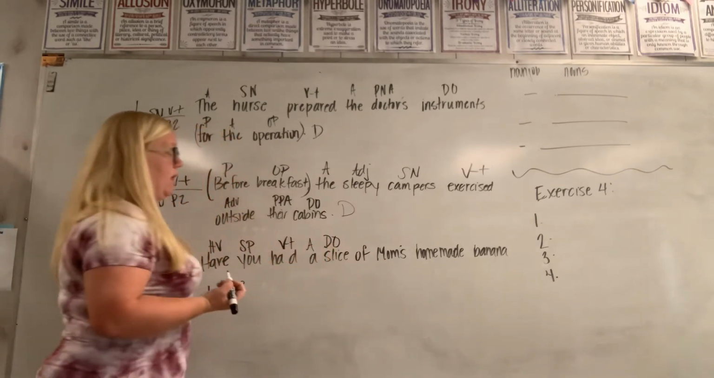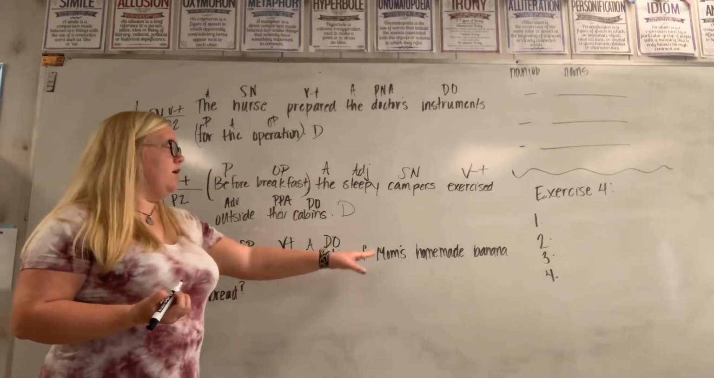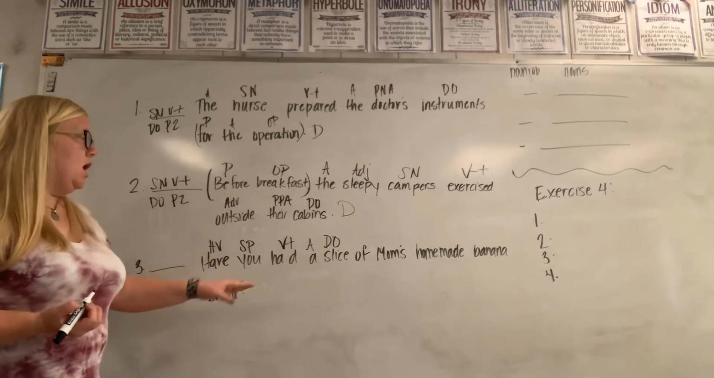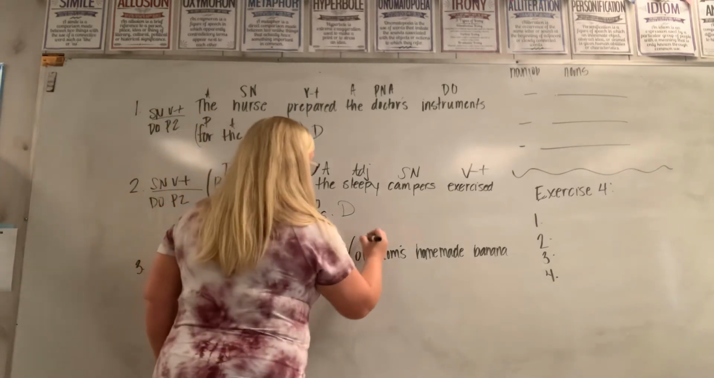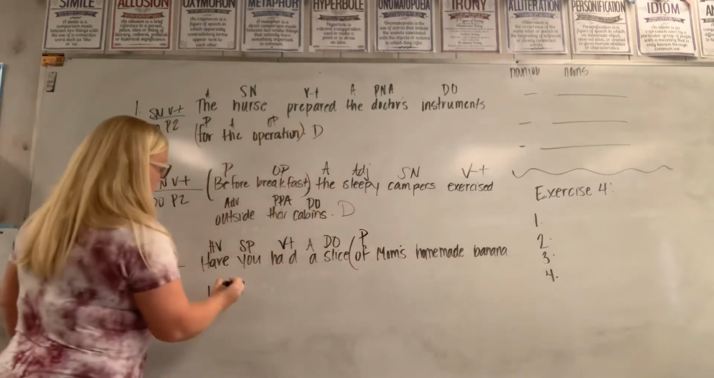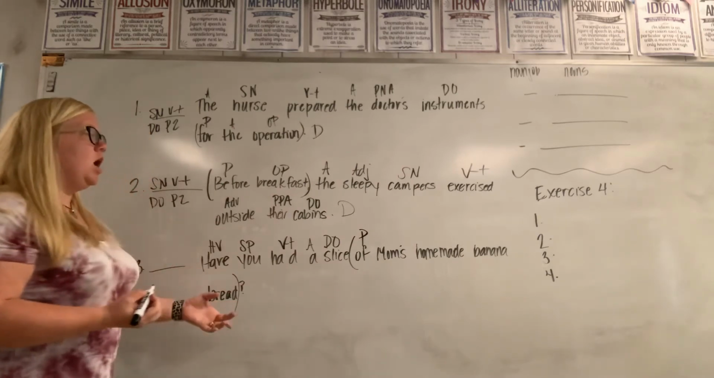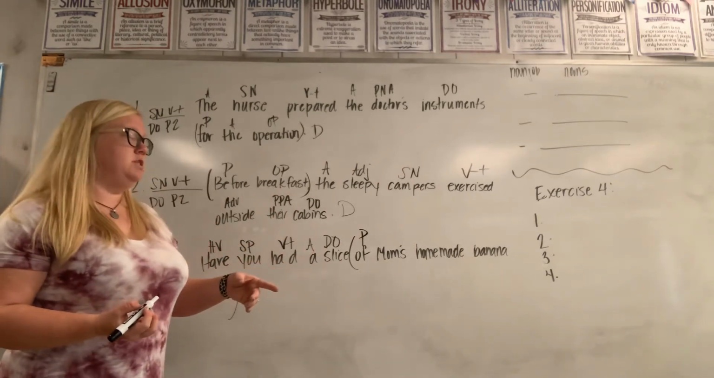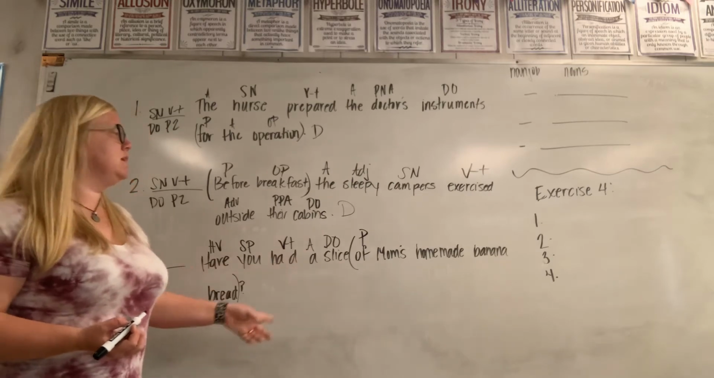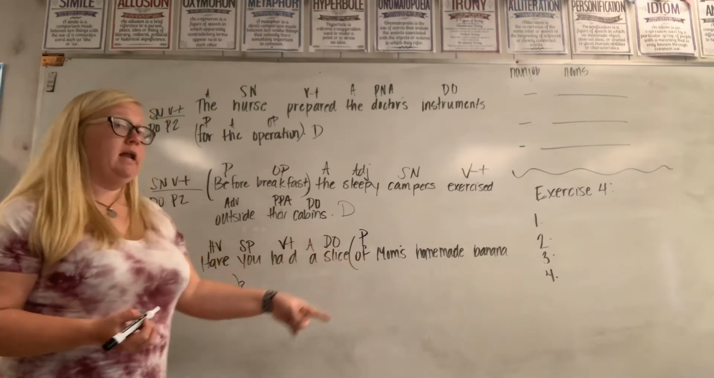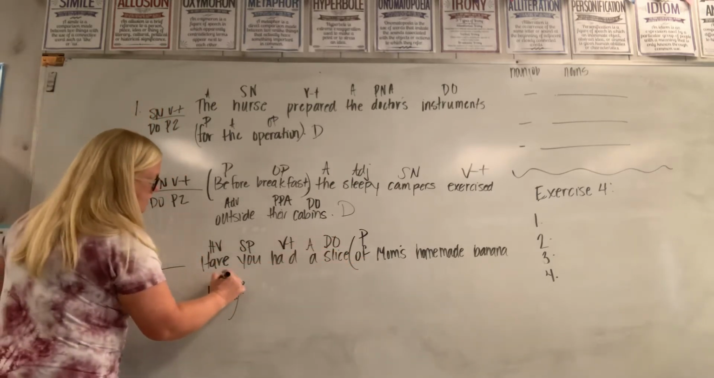A is an article adjective. Then we have of Mom's homemade banana bread. Of is a preposition. So that means this whole thing is a prepositional phrase. Of what? What's it asking? Did you have a slice of it? It's not asking did you have a slice of Mom or homemade or banana, but it is asking you about the bread. So that's your OP.